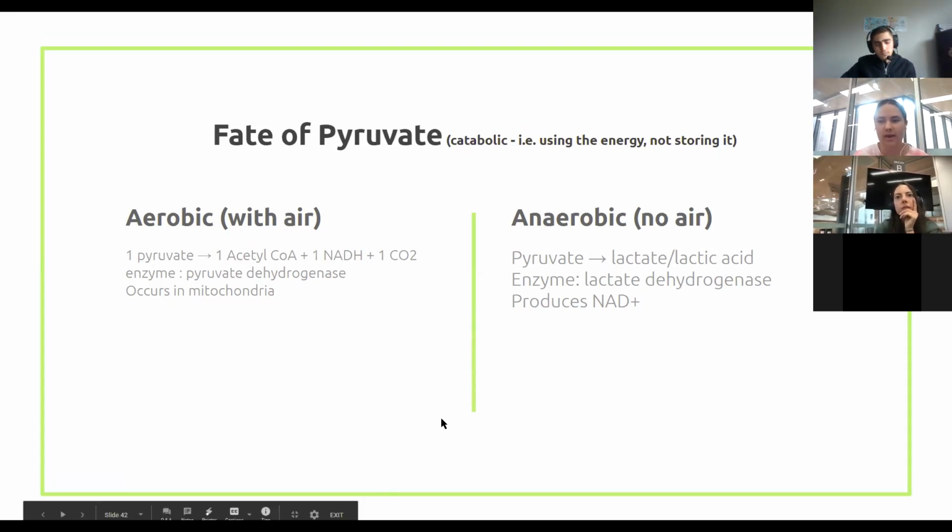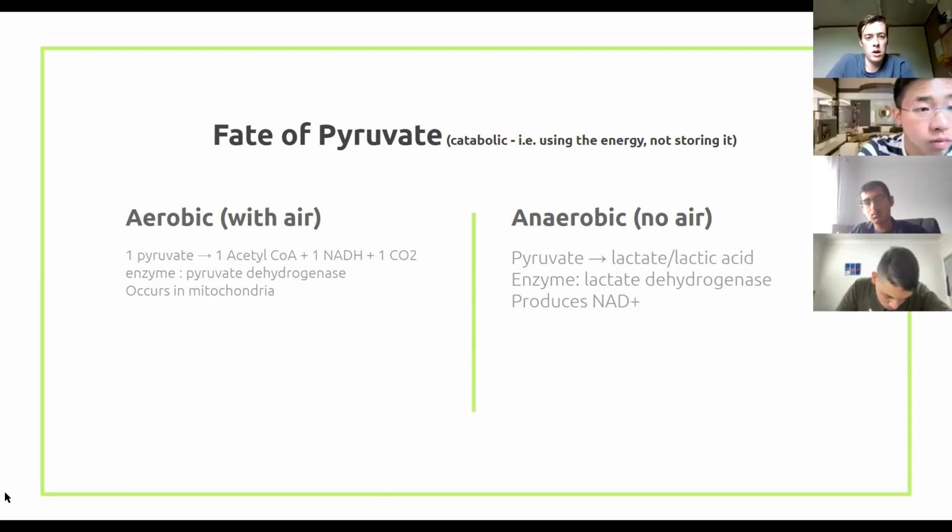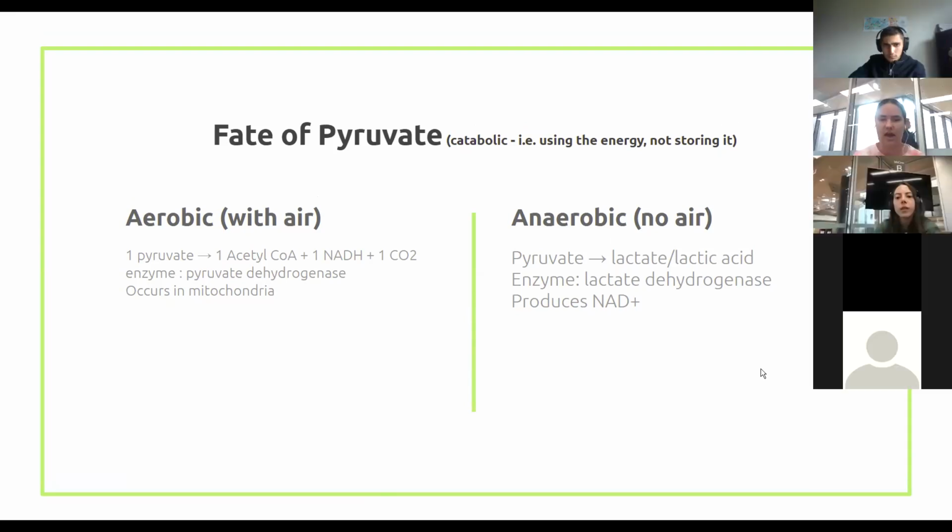And then if there's no air, so if it's in anaerobic conditions, like when you're exercising, or at the start of exercise, you'll have a whole big thing on this, so don't worry too much about when it's anaerobic or when it's aerobic. Eventually you'll learn. But the pyruvate becomes lactate, or another word for that is lactic acid. And the enzyme used is lactate dehydrogenase, and this produces NAD+, which you'll find is important when you learn alcohol metabolism, but for now, just know that that's what it produces.